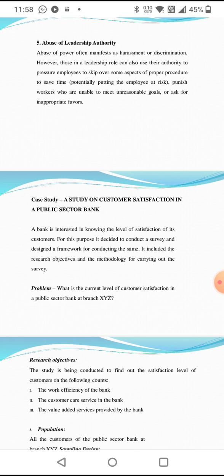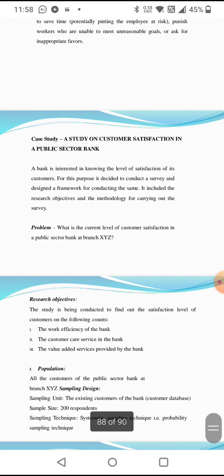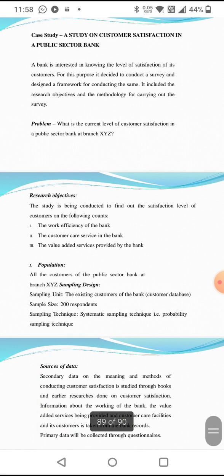So coming to the problem being defined: what is the current level of customer satisfaction in a public sector bank and branch XYZ? The research objectives are that the study is being conducted to find out the satisfaction level of customers on the following counts: the work efficiency of the bank, the customer care service in the bank, and the value added services which are provided by the bank.